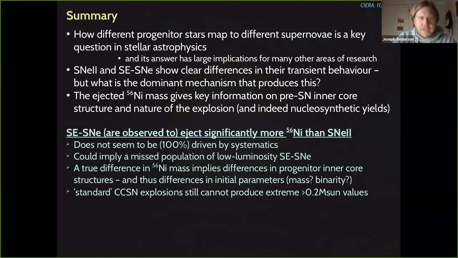Okay, so this is my summary slide. I won't go through all these things here, but my opinion is that the stripped envelope supernovae that we have observed to date eject significantly more nickel 56 than the type 2 supernovae, the ones we've observed. I don't think this is completely driven by systematics, although systematics are at play here and have explained some of this difference. It maybe implies a population of low luminous stripped envelope supernovae that are being missed.